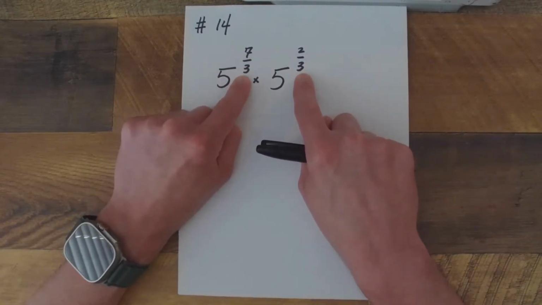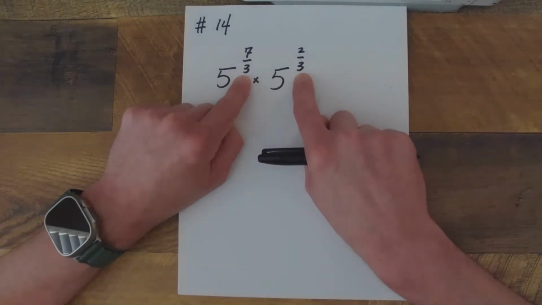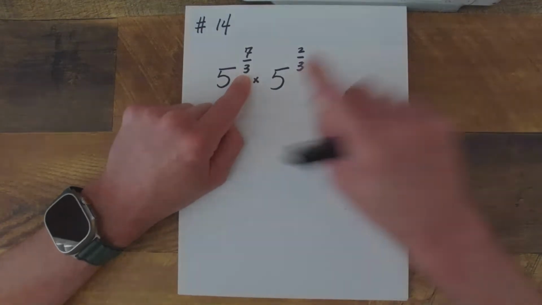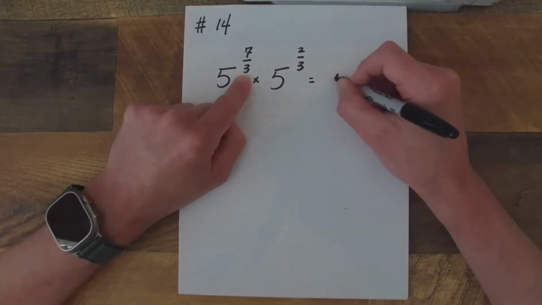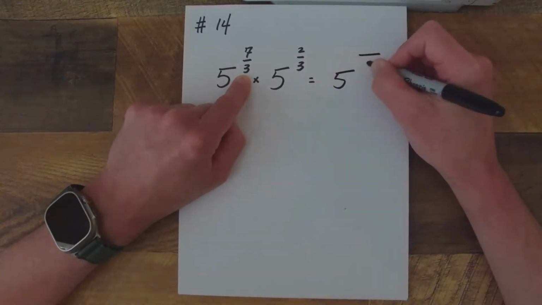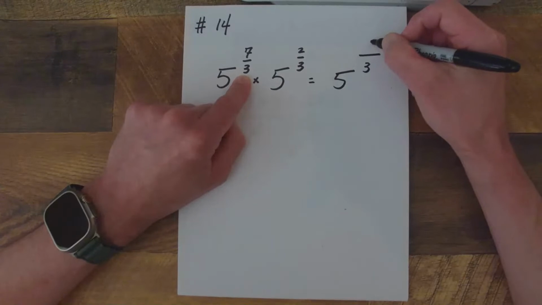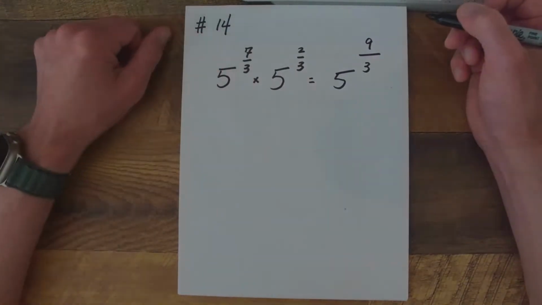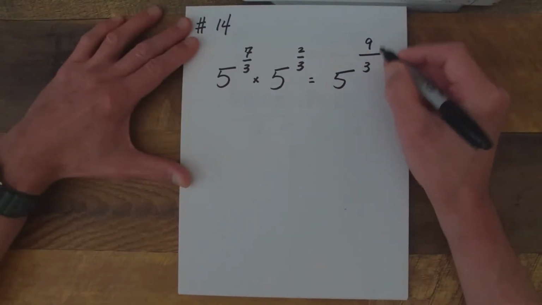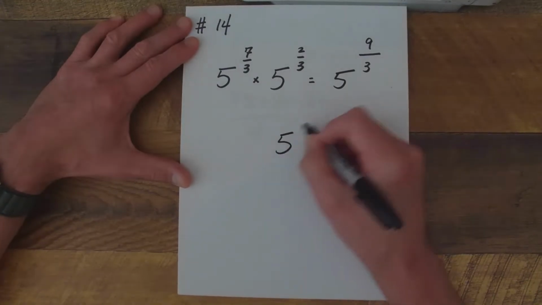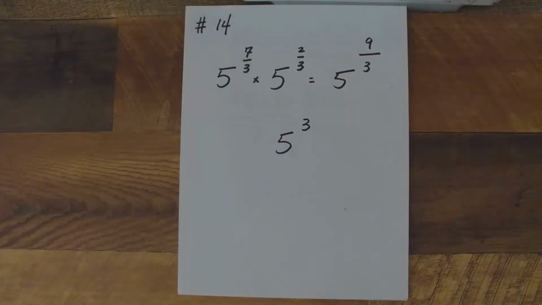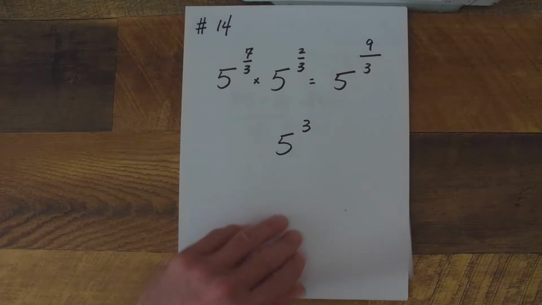Now, lucky for us, they have the exact same denominator. Since they have the exact same denominator, you're only going to add the numerators. 7 plus 2 is 9. And then, of course, reduce if you can. 9 over 3, that simplifies to 3 for a final answer of 5 to the third power.